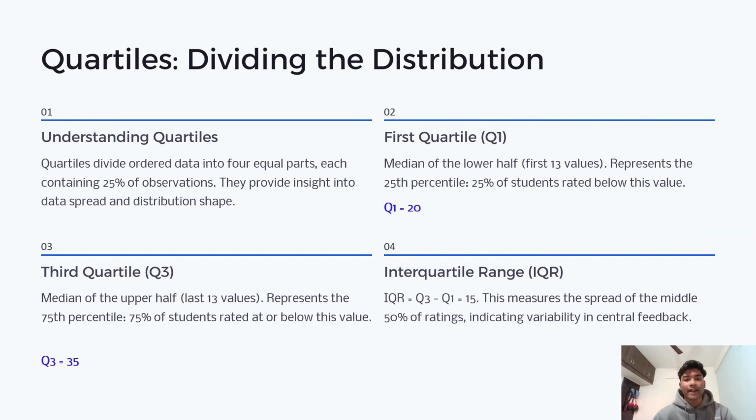Now let's divide the data into four equal parts using quartiles. Q1, the 25th percentile, is 20. Q3, the 75th percentile, is 35. These values help us understand how the data is spread out and they show how much variation exists in the middle portion of the dataset.